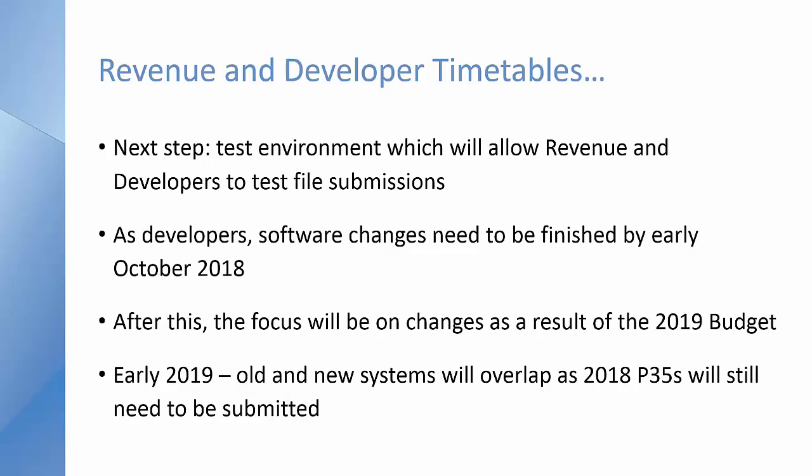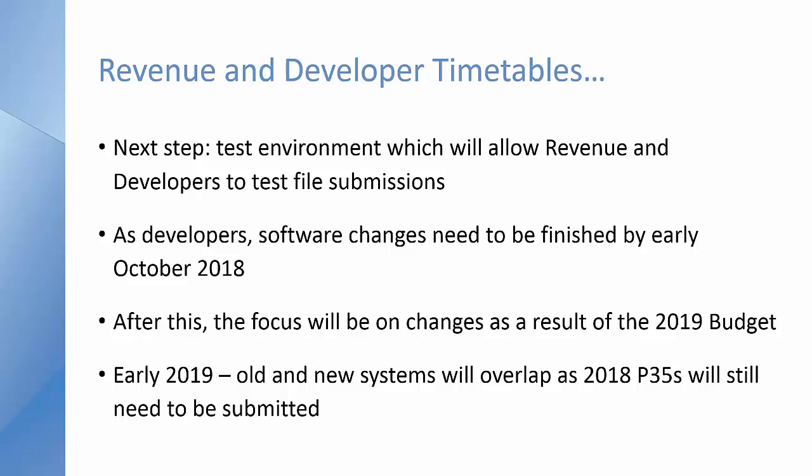The next deadline for Revenue is for the provision of a test environment, which Revenue plan to have in place by the end of March 2018. This will allow software developers to test file submissions and responses in real time. It's also a good opportunity for Revenue to test their own systems. And hopefully this will provide plenty of time for the testing and tweaking in the run-up to the go-live date, which is the 1st of January 2019.